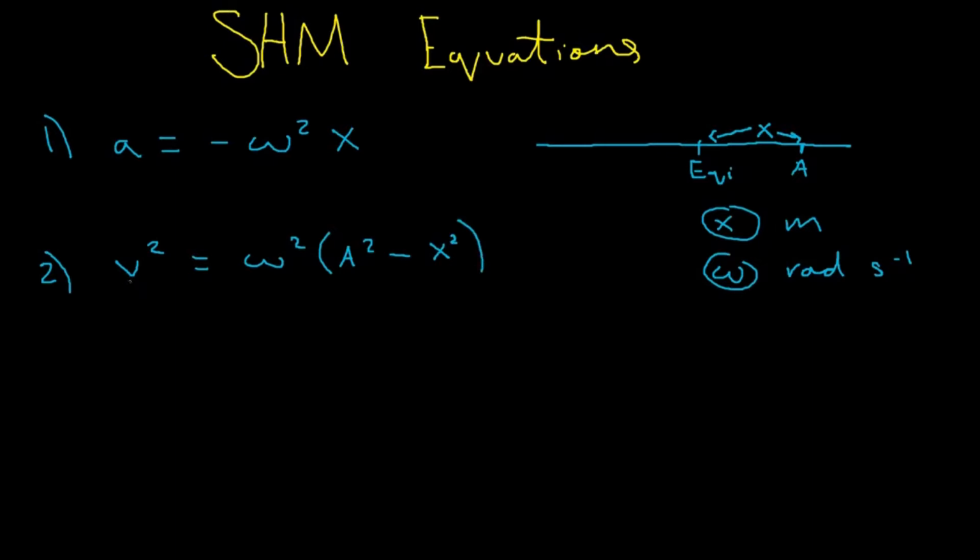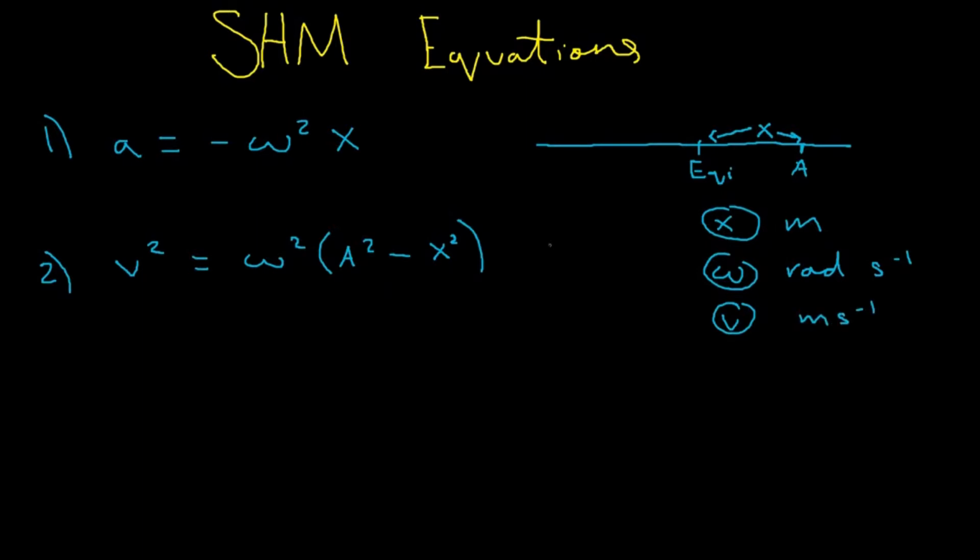Okay, so v is the velocity at a given time. Omega, once again, measured in radians per second, is the angular velocity. A is the amplitude, which I'll explain in a second. And x, once again, is the position or the distance away from equilibrium. So v, of course, is measured in meters per second.